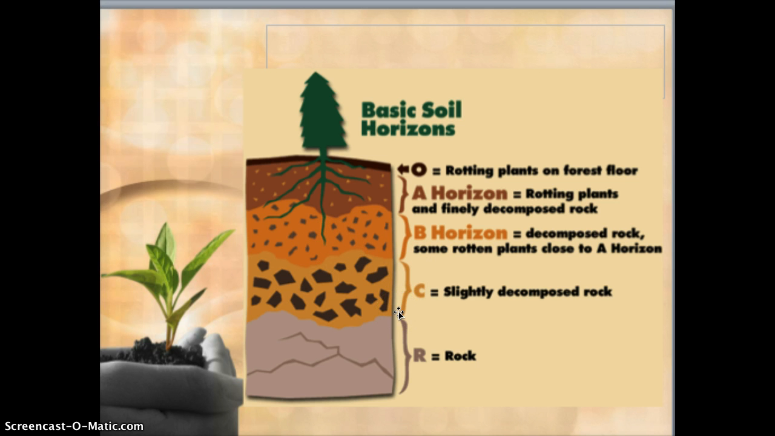The C horizon is just slightly decomposed rock, so you're going to have rock, but it's going to be in bigger chunks. And then at the very bottom, you've got that rock that is considered the overall parent material for that particular soil.